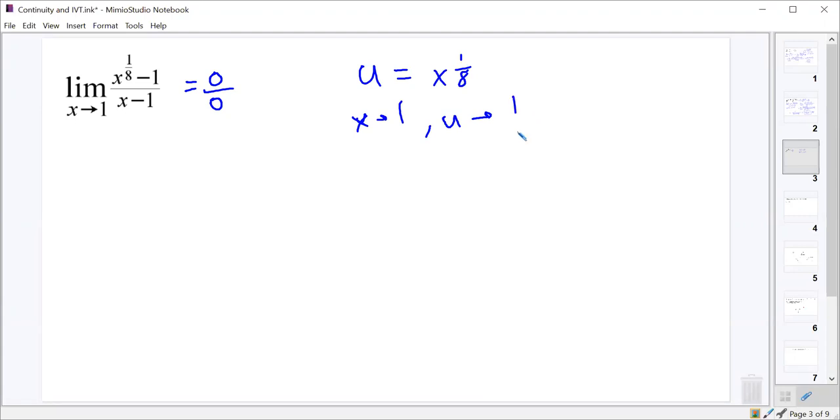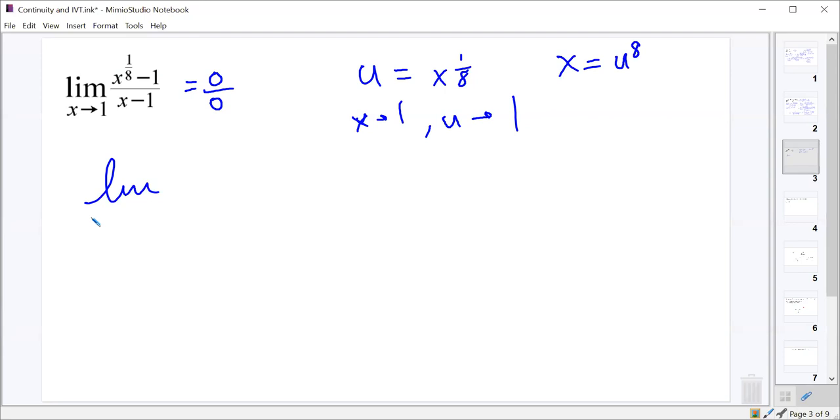1. Also 1, right? 1 to the 1/8 power is 1. And we're also going to need to figure out what x equals. So if u is x to the 1/8, what is x equal? U to the 8th, right? To clear out the 1/8 power, you have to raise both sides to the 8th power. So x to the 1/8 to the 8th is x, and u to the 8th is u to the 8th.